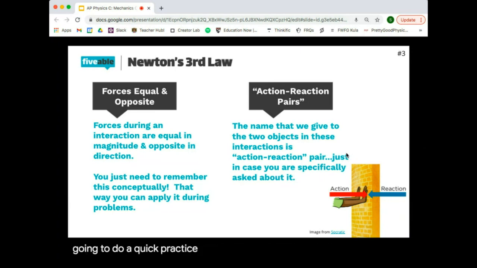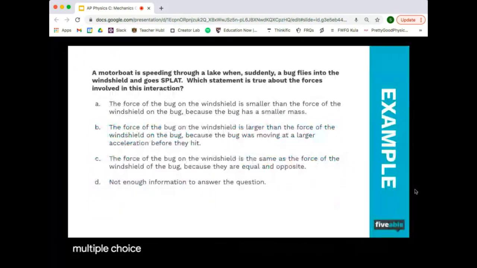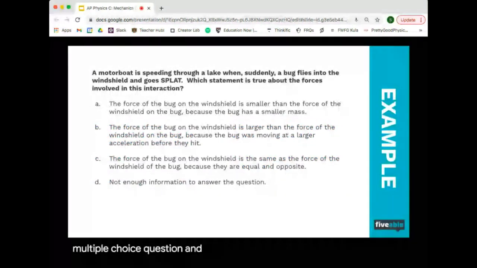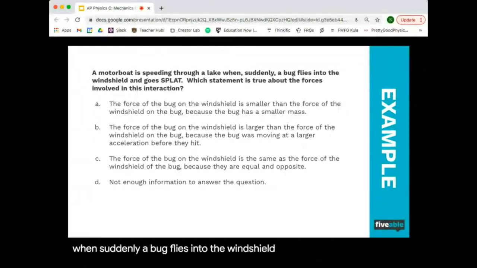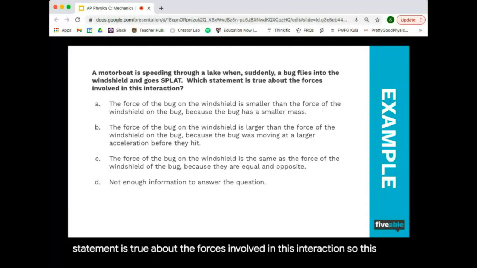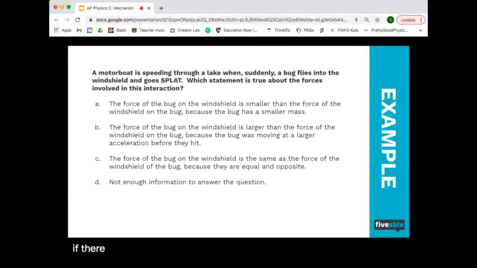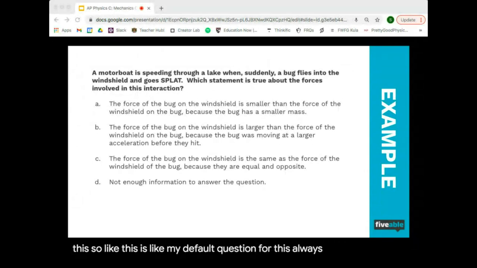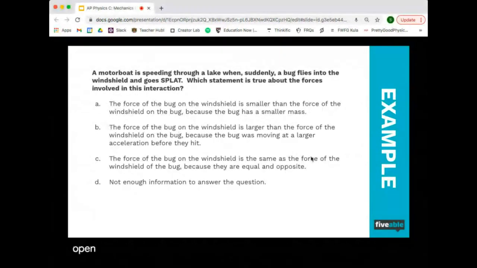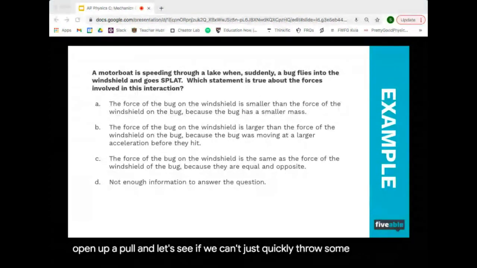So we're going to do a quick practice problem with this. Here is a multiple choice question, and I am going to open a poll so that we can practice. We've got a motorboat speeding through a lake when suddenly a bug flies into the windshield and goes splat. Which statement is true about the forces involved in this interaction? If there is one Newton's third law question, this is it. It's always like this. This is my default question. I am going to open up a poll and let's see if we can quickly throw some answers in. What do you think? I'll stop talking.